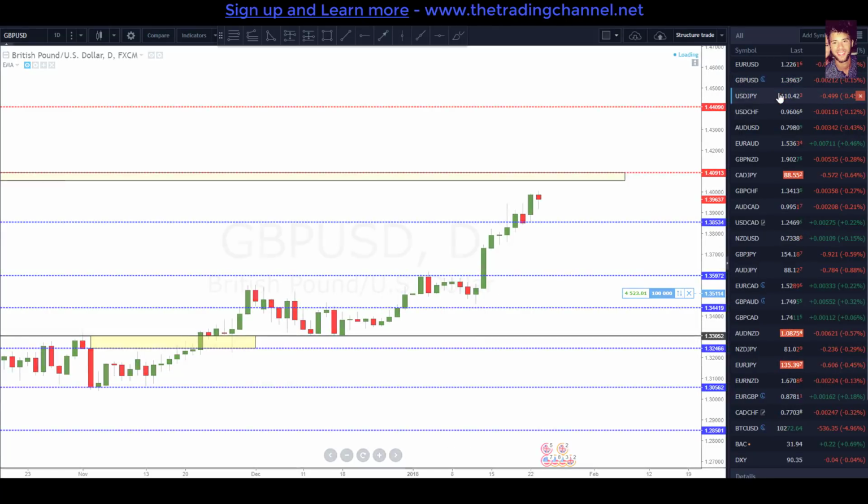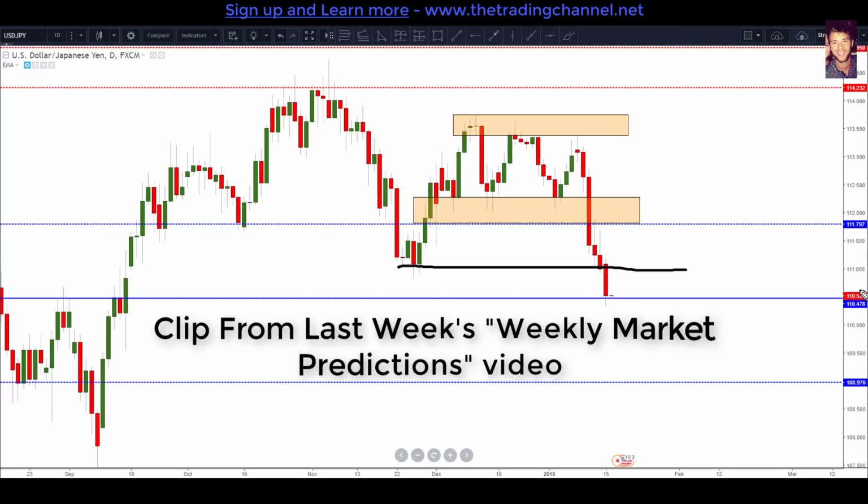Our next pair is going to be the dollar yen. We are at a level of support right here. We're at a level where the market could definitely find support. So what can we look for?